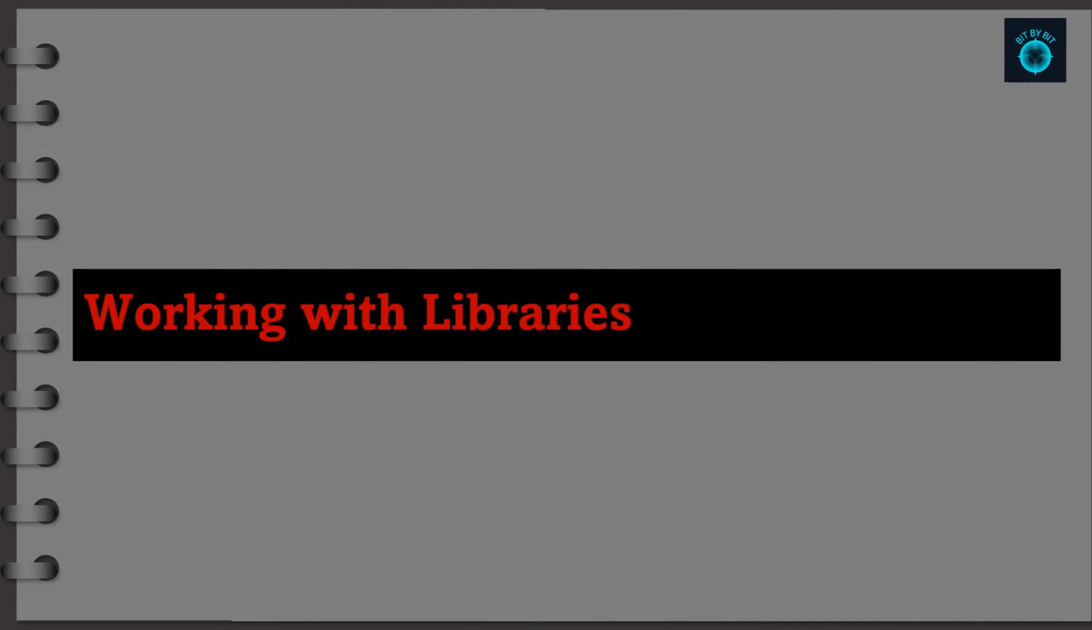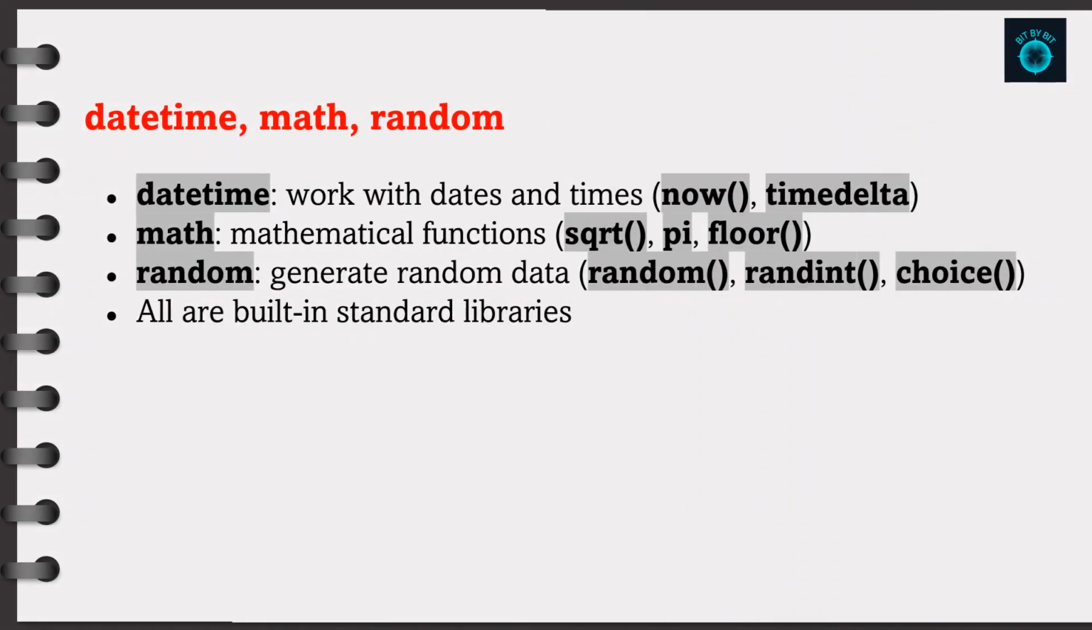Working with libraries. Datetime, math, random. Python includes powerful standard libraries for common tasks like handling dates, performing math operations, and generating random data. The datetime module lets us get the current date and time, calculate differences, and format timestamps. The math module provides functions like square root, constants like pi, and utilities like floor. The random module allows us to generate random numbers, select random items, and simulate randomness, useful in games or testing.